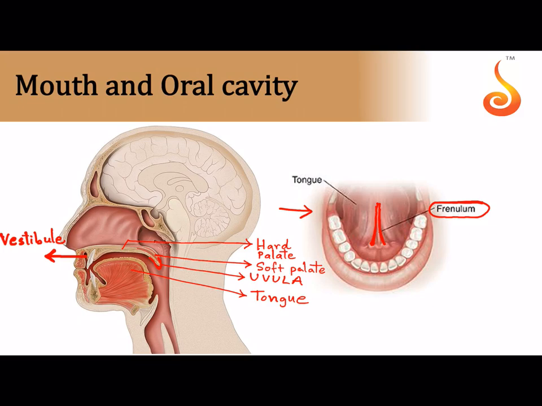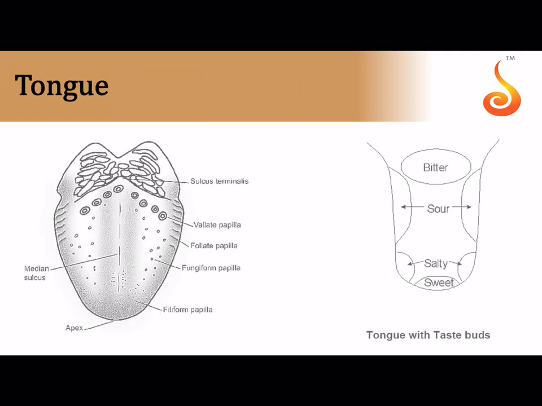Okay, so basically in your mouth at the floor you have the tongue, which is a highly muscular organ. In the roof you have the palate. The front part of the palate is hard, the back part of the palate is soft, and hanging down from the soft palate you can see a worm-like appendage which is referred to as the uvula. And like I said, underneath your tongue there is a fold of the mucous membrane which anchors the tongue to the floor of your mouth, which is referred to as the frenulum.